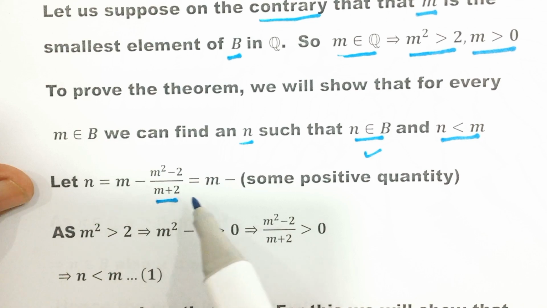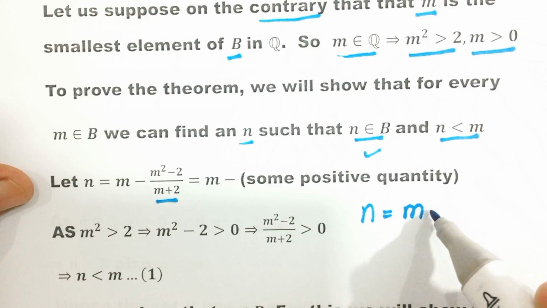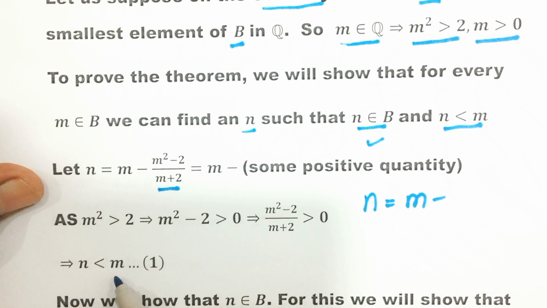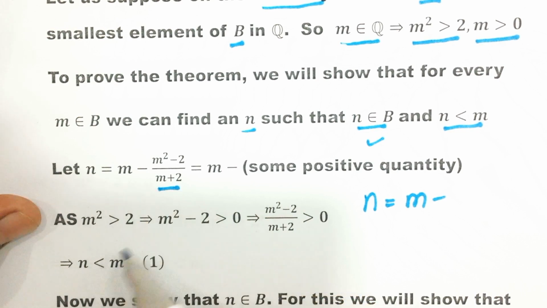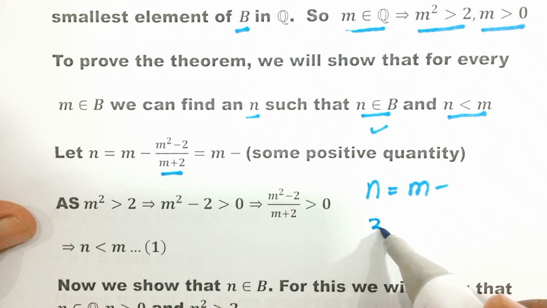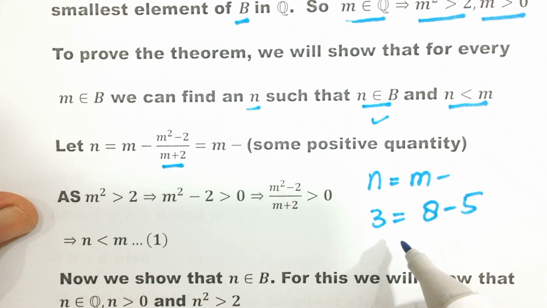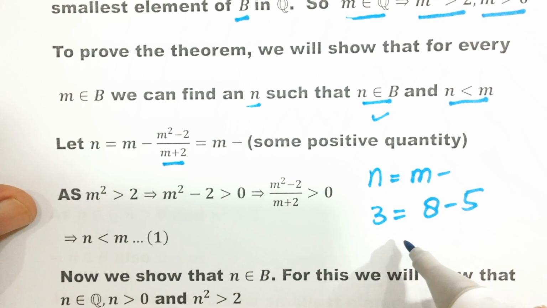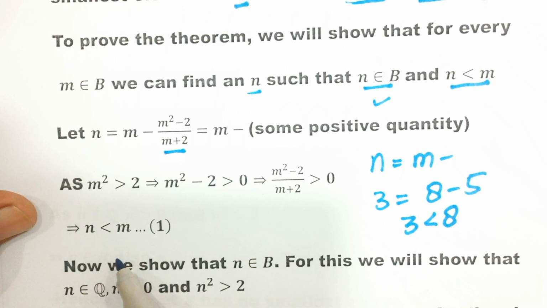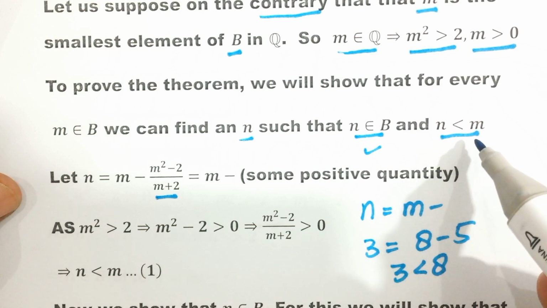Now this number N is equal to M minus some positive quantity. From here, N will be less than M because N is the difference of these two numbers. For example, we say that 3 is equal to 8 minus 5. So here 3 is the difference of 8 and 5. We can observe that obviously 3 is less than 8. In a similar way, here N is less than M. So the first requirement is complete, that is, N is less than M.